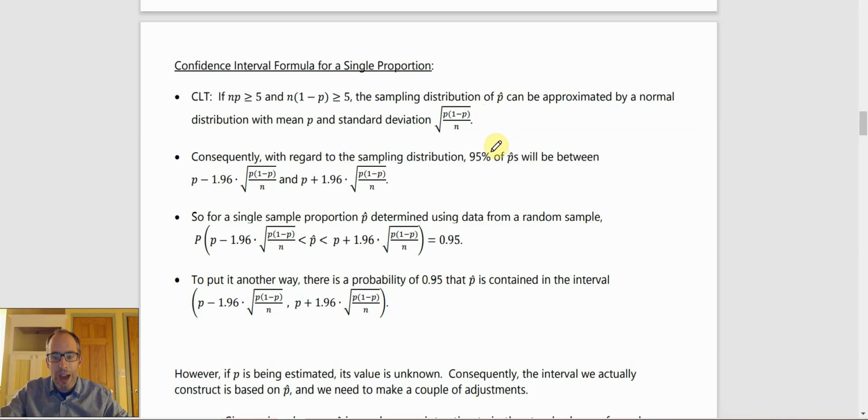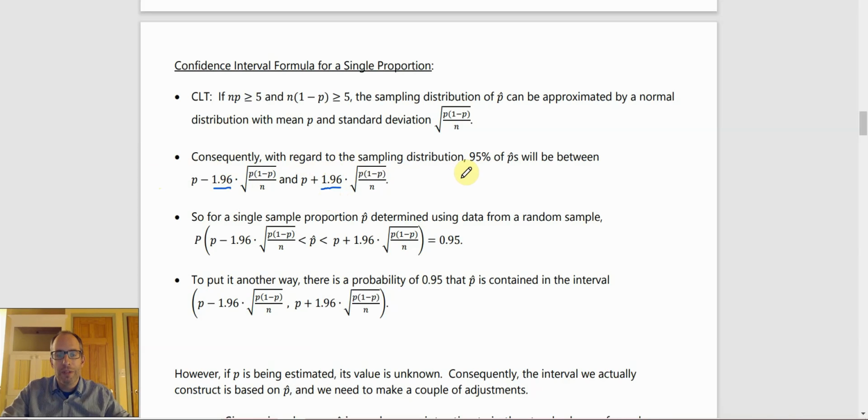So then 95% of the sample proportions should be within 1.96 standard deviations either way, right? I'm using the 1.96 because that's what I just got from the standard normal distribution. So here I'm using that like it's a critical value, right? I've got it in that spot.